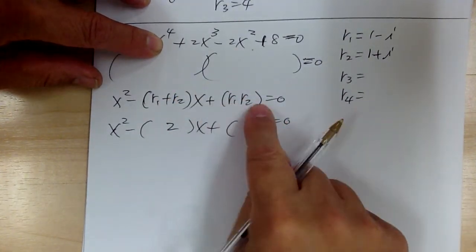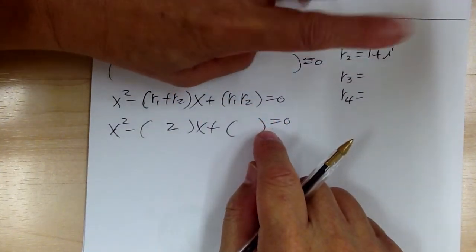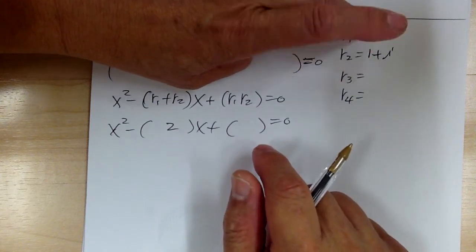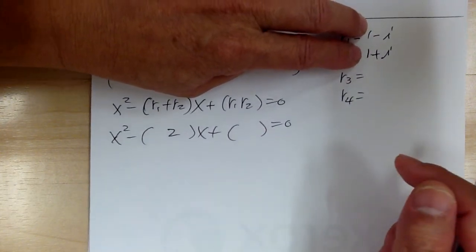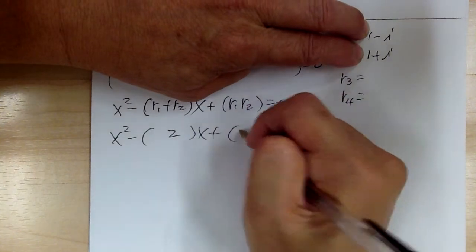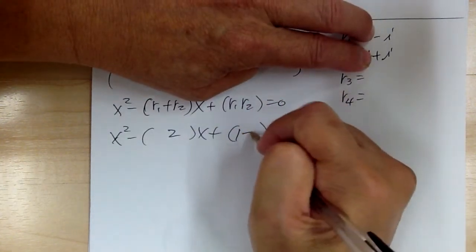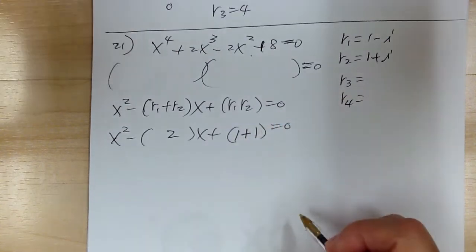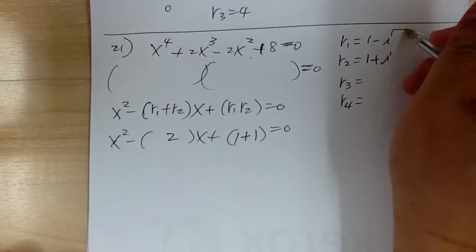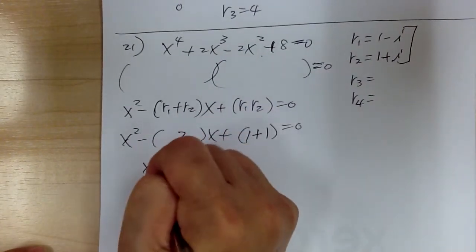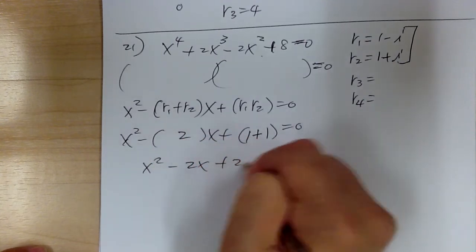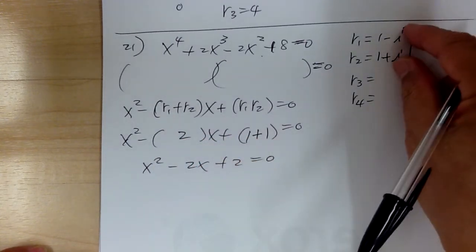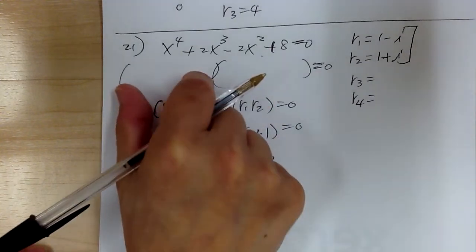Now, multiplying R1 times R2, you can use your fingers, right? Just multiply the corresponding numbers. So 1 times 1 gives you 1, minus times plus gives you minus, i times i is negative 1, so it becomes plus 1. From this you're going to get x squared minus 2x plus 2 equal to 0. Okay, so this is your first part.